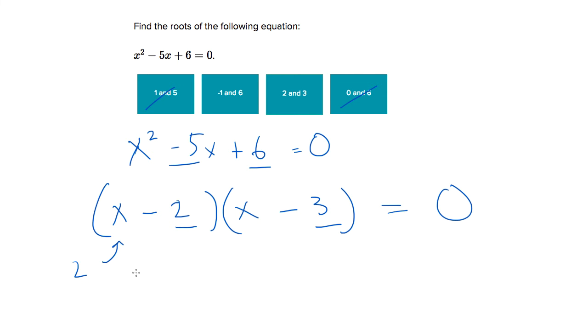then that would give us 2 minus 2 times x minus 3 equals 0. And this would necessarily all equal 0 because this term right here equals 0, and anything multiplied by 0 equals 0. In any case, that's a little more information than you needed. But basically, we know that we needed negative 2 and negative 3 to multiply together to equal 6 and to add together to equal negative 5. So that gives us roots of 2 and 3.